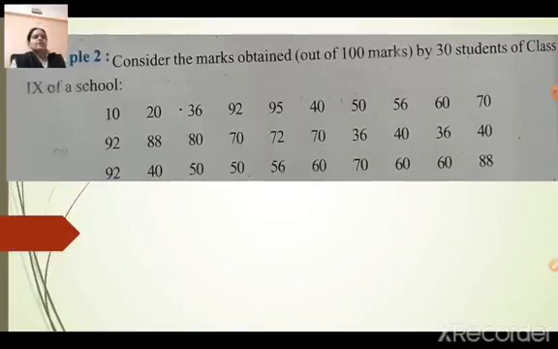Now here you can see the example: consider the marks obtained out of 100 marks by 30 students of class 9 of a school. They have given this data. You can see the values. It is out of 100 marks. That means the values will be in between 0 to 100. You can see the lowest value is, I think, 10, and you can find out the highest also. So this is the data of 30 students.